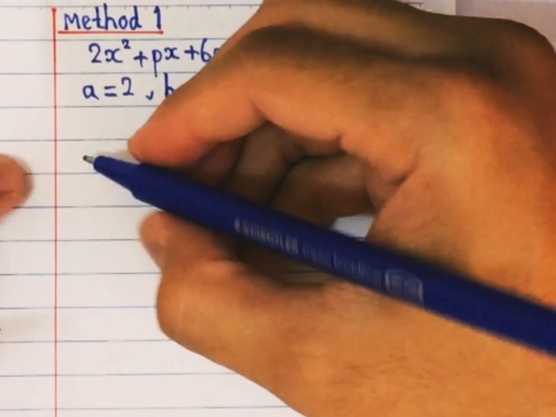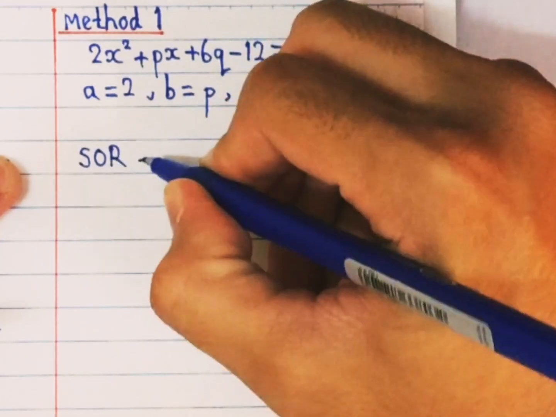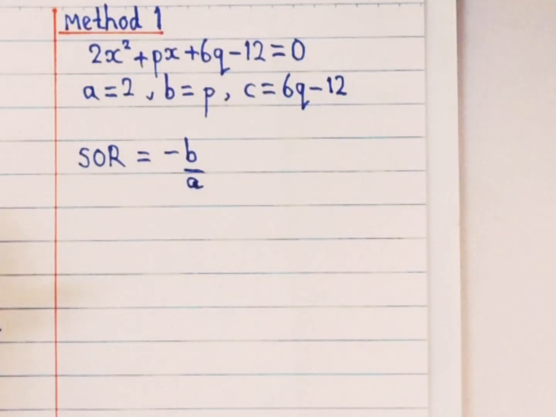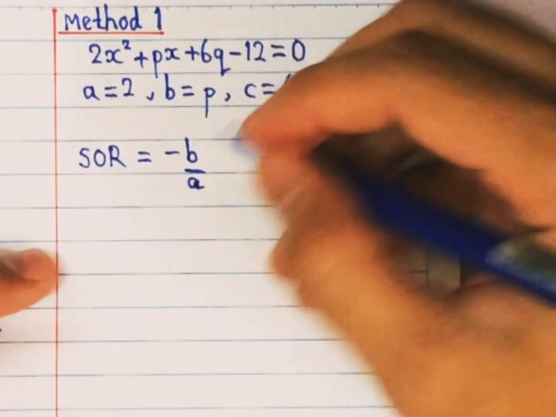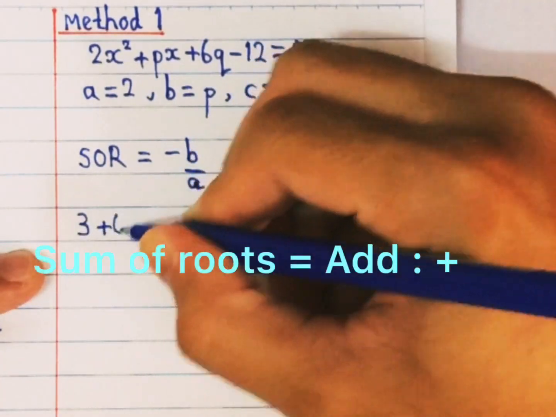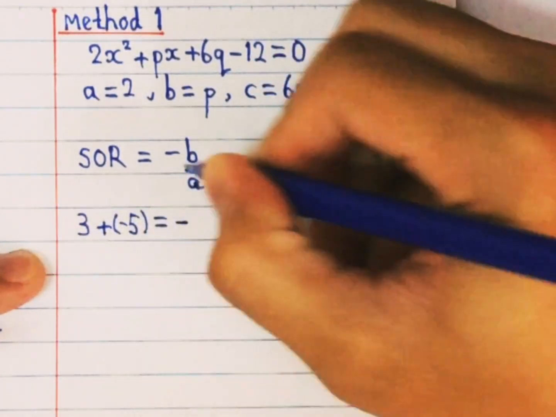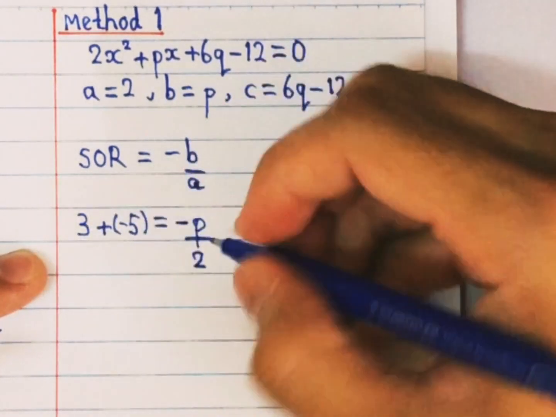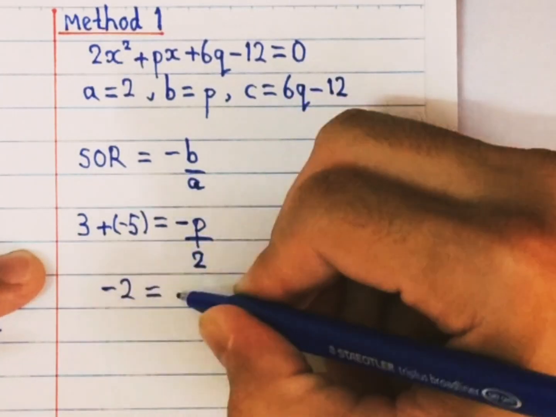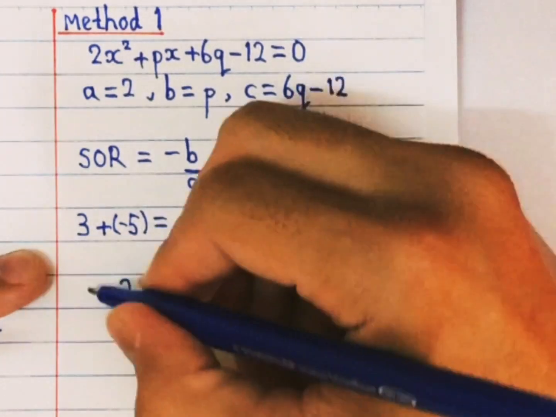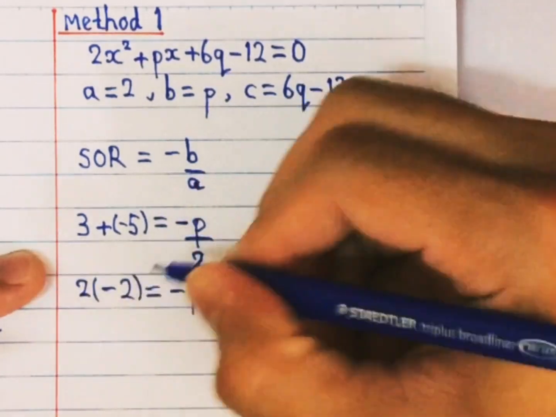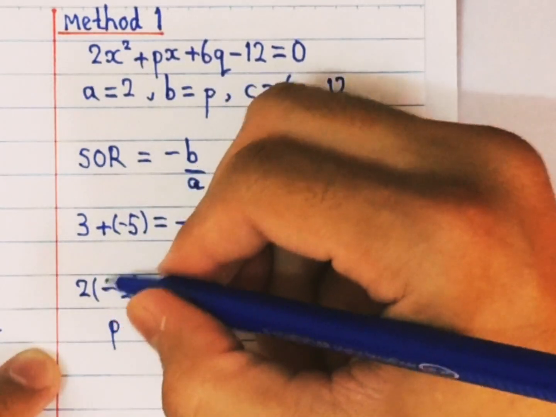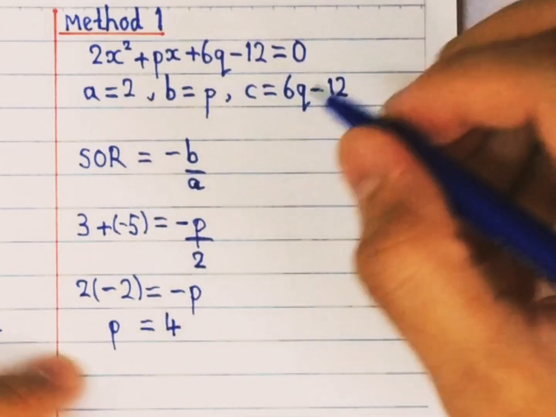Now using the sum of roots formula, SOR equals negative b over a, you substitute into this formula. If you look at your question just now, the roots are 3 and negative 5. When you add both, 3 plus negative 5 equals negative b over a, so negative p over 2. Solving this, 3 minus 5 gives you negative 2 equals negative p over 2. You can cross multiply, so you multiply by 2. So negative 4 brought to the other side becomes positive. So the answer for p is equal to 4.